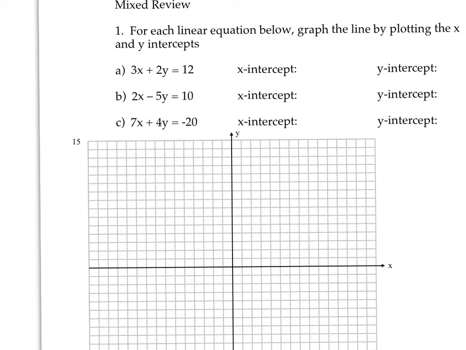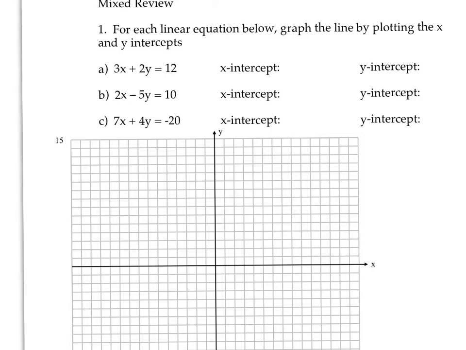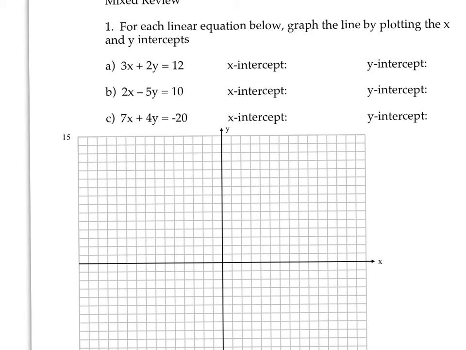Okay, let's graph these lines by plotting the x and y intercepts. The way we'll find the x and y intercepts is by setting, for the x-intercept, the y value equal to 0, and for the y-intercept, we'll set the x value equal to 0.